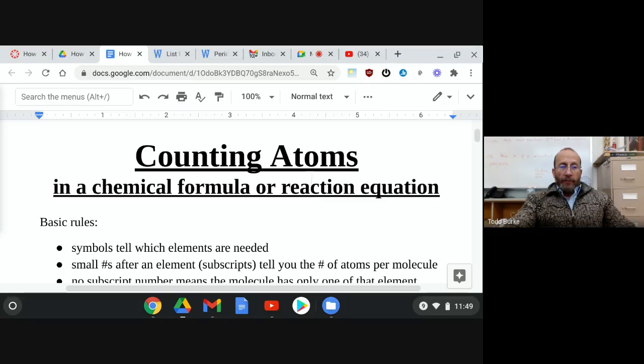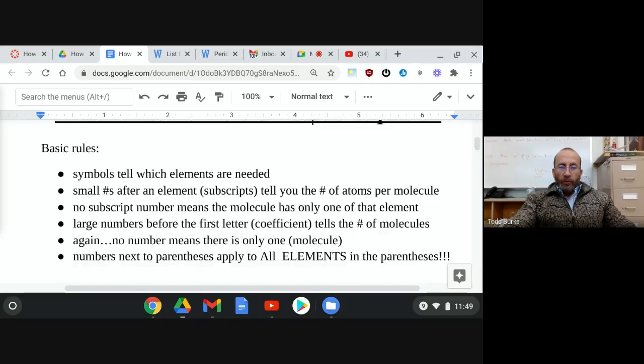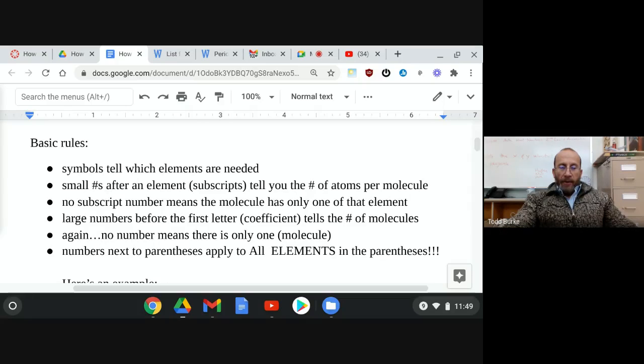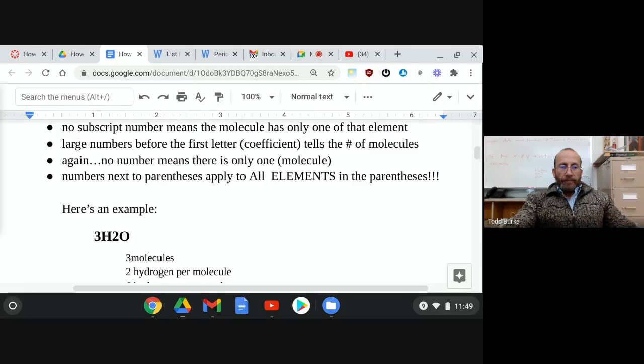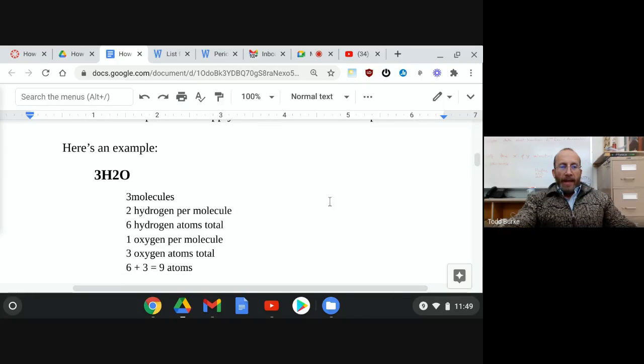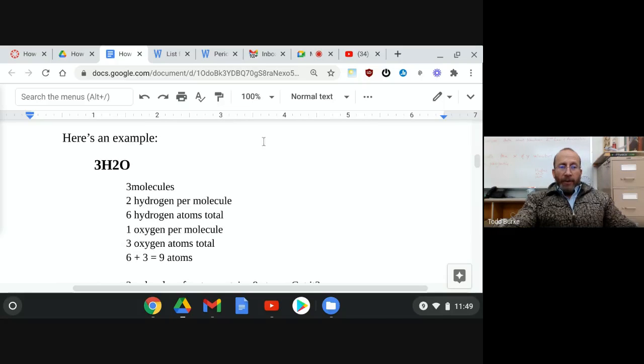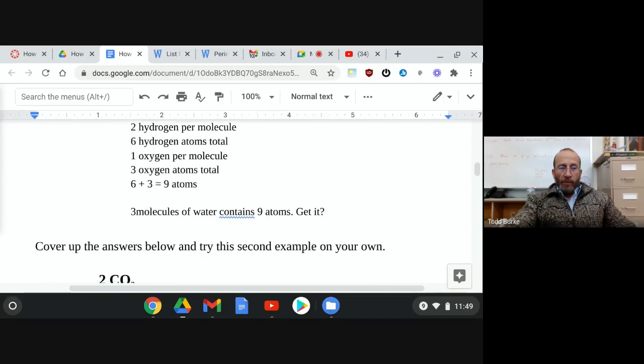Here we start out on the first page with a set of rules you'll use when you are counting atoms in a compound. And here we have, for example, three H2O molecules. So we have three of these molecules, and I'm going to count them each line by line and show you my math and summarize it.